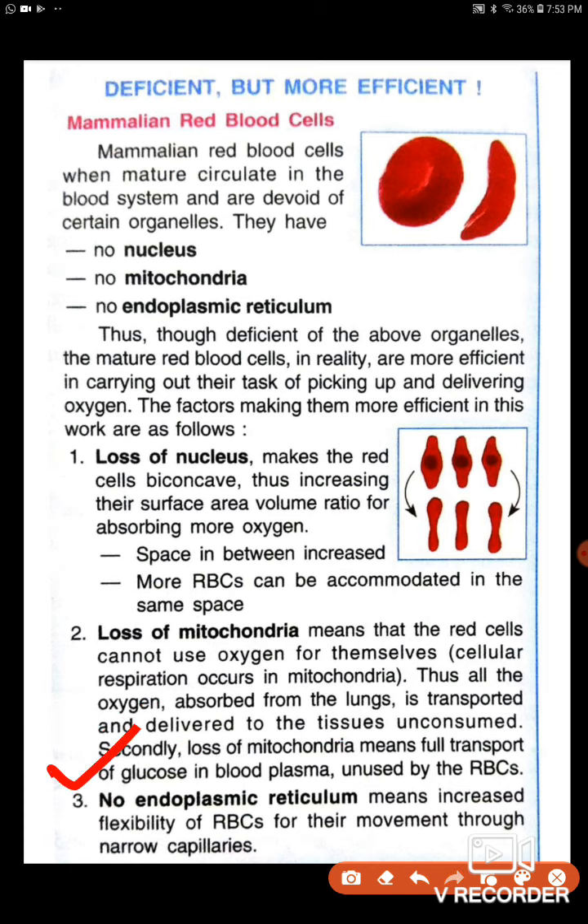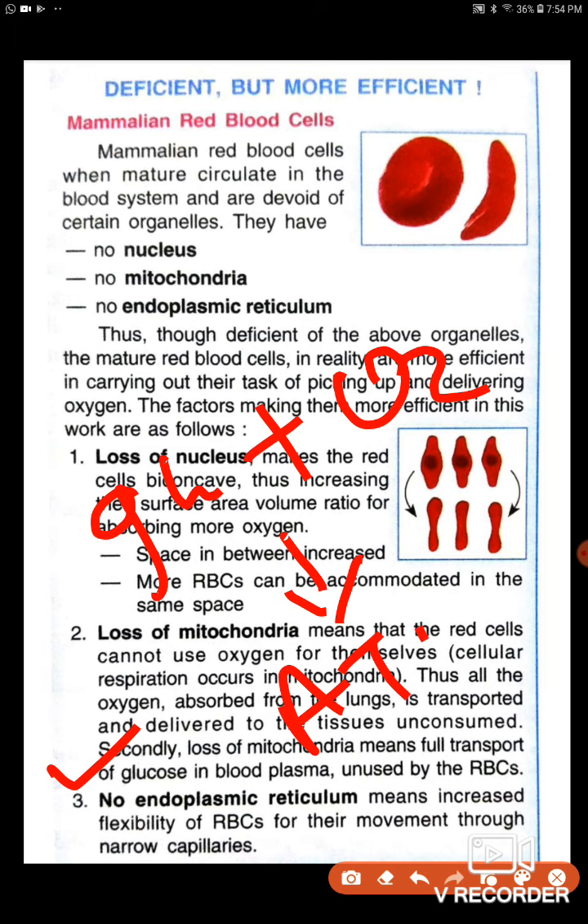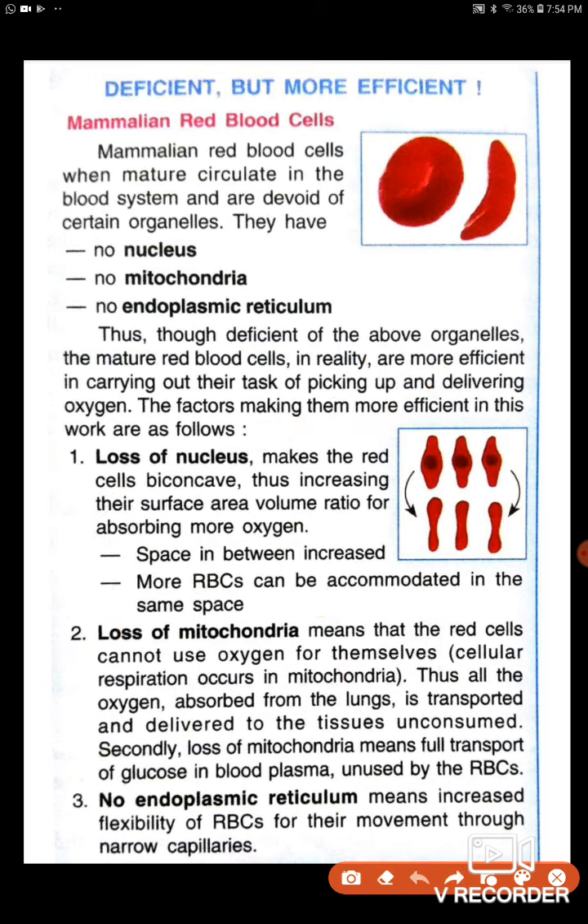Secondly, loss of mitochondria means full transportation of glucose in blood plasma, because if glucose combined with oxygen, it would go through many cycles and then produce ATP. So if there are no mitochondria, whatever glucose they have absorbed from the alimentary canal will be untouched, and it will go directly to the different tissues. If there is no endoplasmic reticulum, it increases the flexibility of the RBC for movement through the narrow capillaries.